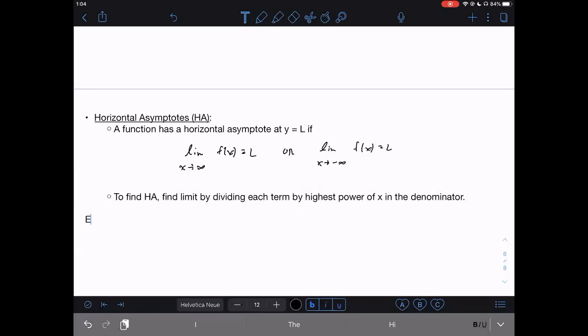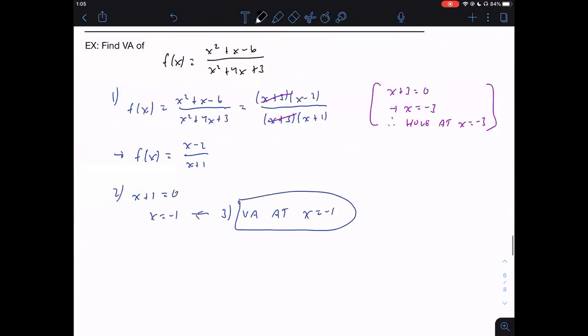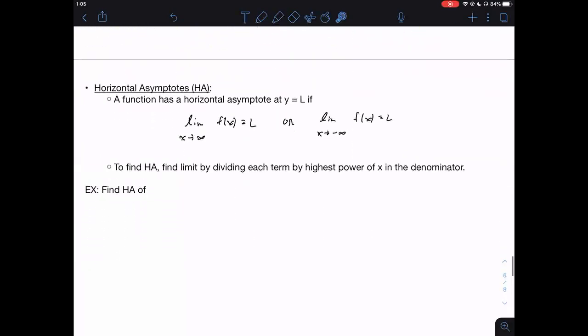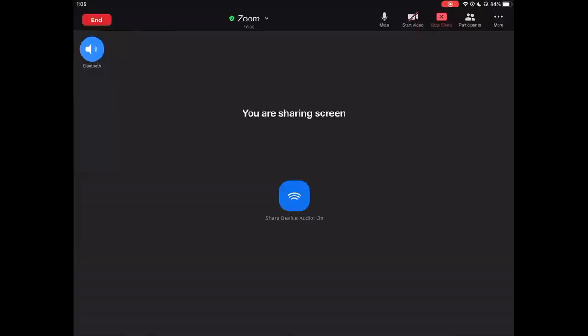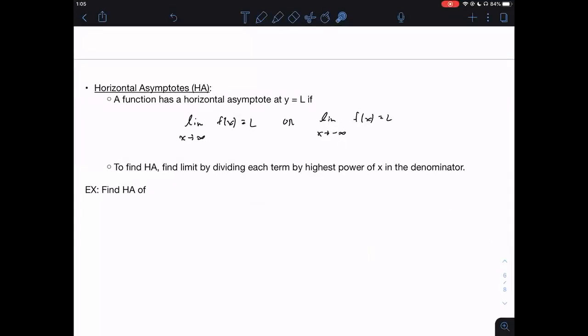Okay, so let me set up an example here. Let's find the horizontal asymptote of a function that we worked on earlier. Recall earlier in this video, we found the vertical asymptote of this rational. Now let's find its horizontal asymptote. So let's find the horizontal asymptote of f of x equals (3x plus 6) over (x minus 2).